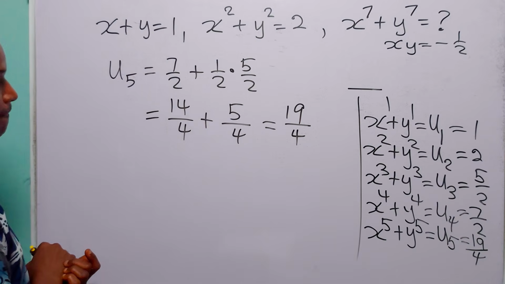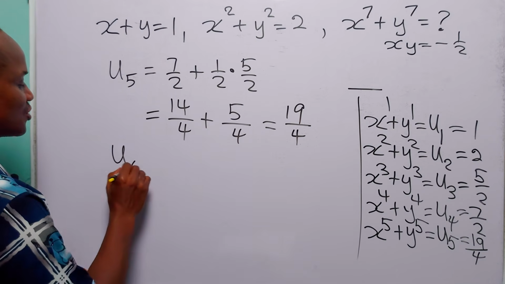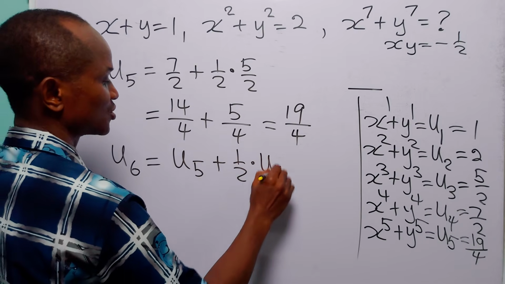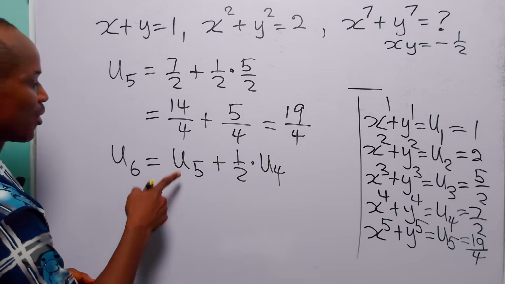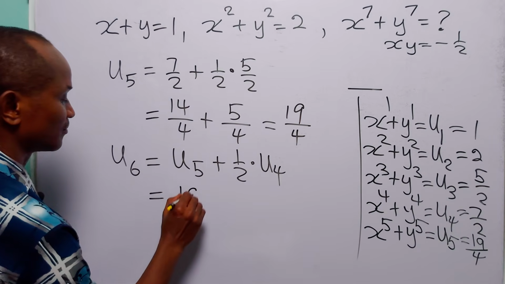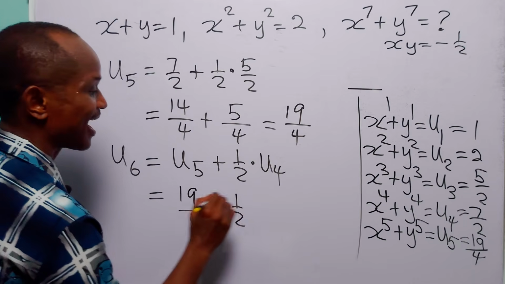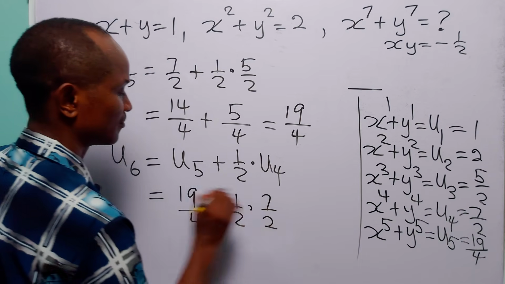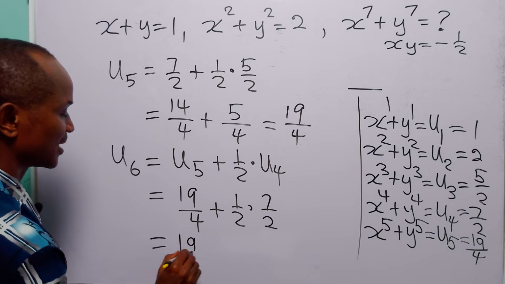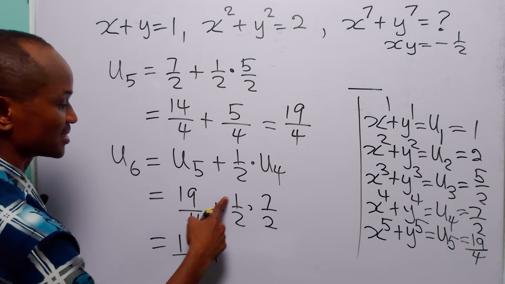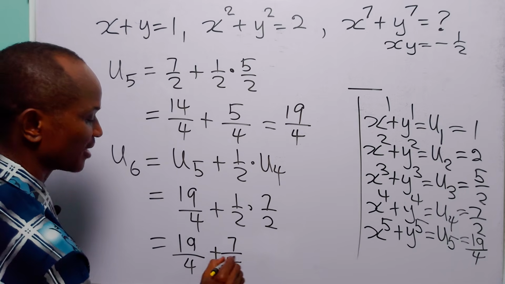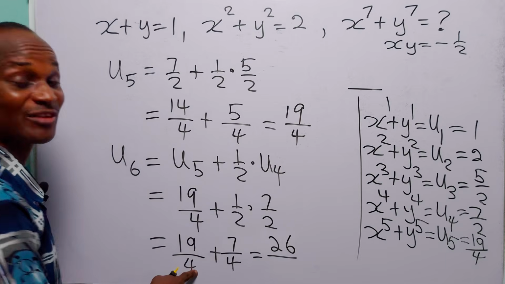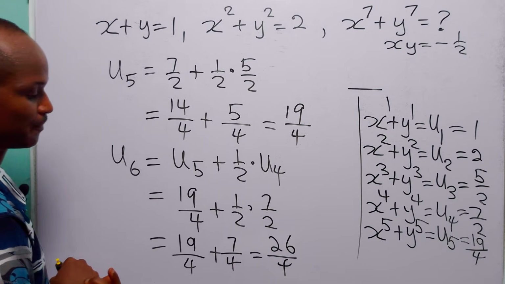Now we find u sub 6, which is u sub 5 plus half times u sub 4. This is equal to 19 over 4 plus half times u sub 4, which is 7 over 2. This is equal to 19 over 4 plus 7 over 4. Now 19 plus 7 is 26, and we have the common denominator, which is 4.